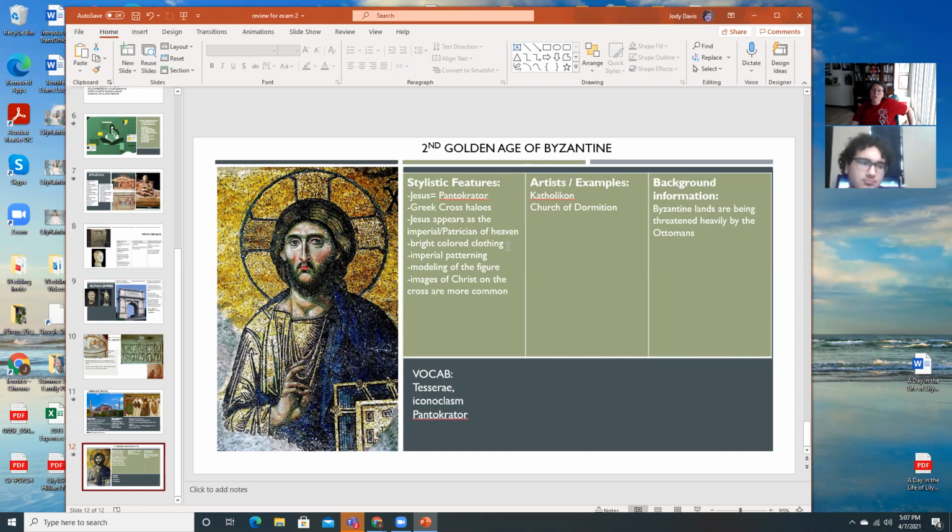As far as architecture goes, we get more decorative building materials, like the Catholicon. It has bricks that come from the area. There's a lot of variation in the color. There's even windows. And just remember, like we've always been talking about, the Byzantine lands are heavily being threatened by the Ottomans. So right before we get to the Romanesque, the Christian Crusades happen to try to win back the lands that are lost to the Ottomans.